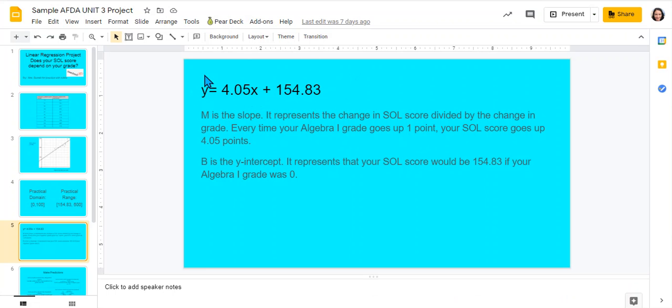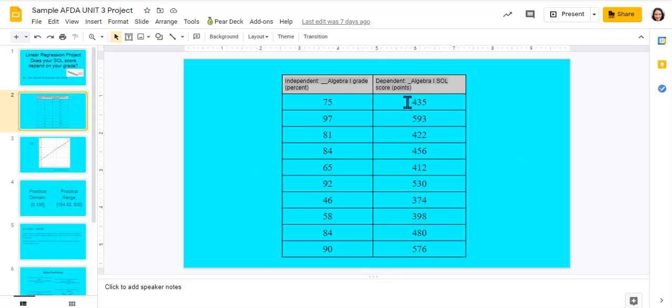After you write the equation, you want to explain what the m and the b are. So you can start by saying m is the slope, but then your situation should be different from mine. My slope is the change in SOL score divided by the change in grade. So it's always going to be the change in the y divided by the change in the x. If you forget what your y and your x are, go back to your table. This is your y, and this is your x.